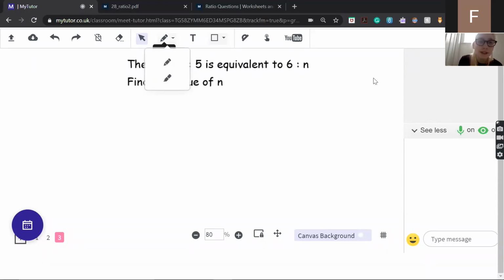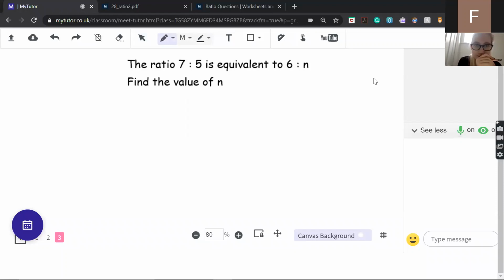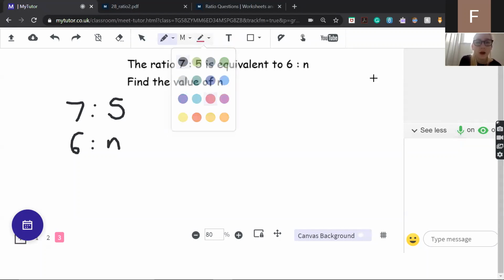So yeah, here we've got the ratio 7 to 5 is equivalent to 6 to n. We want to find the value of n. So I think here it's much nicer to do our second method that we did, because we're going to have to do quite a lot of fiddling to both of them. Well, actually, I'll show you that method as well, just in case people prefer this one. So we've got 7 to 5 and we have 6 to n. I'll colour code it again for you.